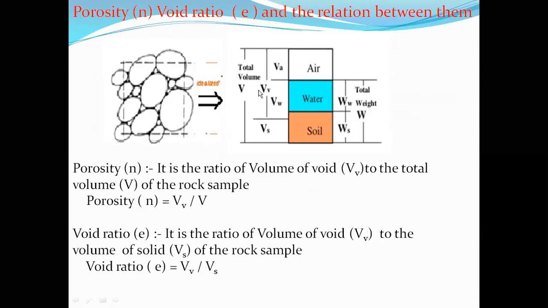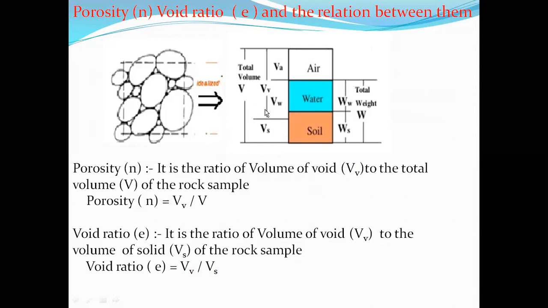This volume of void is further subdivided because it might contain some water. If a certain portion of the void contains water, then we need to find out how much water is present in the void portion. And if this portion doesn't contain anything, it simply contains air. So this is the volume of air. The volume of air plus the volume of water, put together, is known as the volume of void, and this is the volume of solid. So volume of solid plus volume of void put together is the total volume.